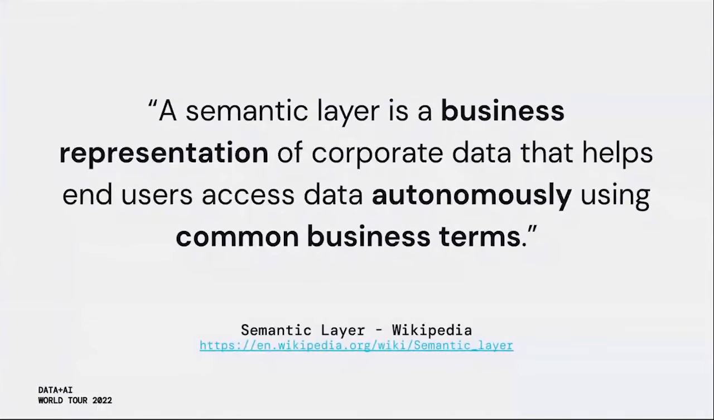The other key word there is autonomously, and allowing end users to access data autonomously. That means self-service because users can get access to that data in a business-friendly way without being overly technical. And then finally, common business terms. So that's really important because that's metadata. So we're going to be talking about revenue and gross margin, not about tables and columns and schemas and joins. So a semantic layer, in short, is a logical business-friendly view on top of your data.